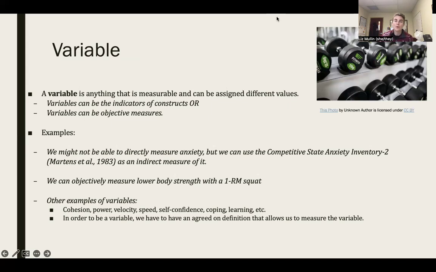Again, in order for it to be a variable, though, we have to have developed an agreed upon definition that allows us to measure it and then assign different values to it. So let's get into what different definitions we might see.